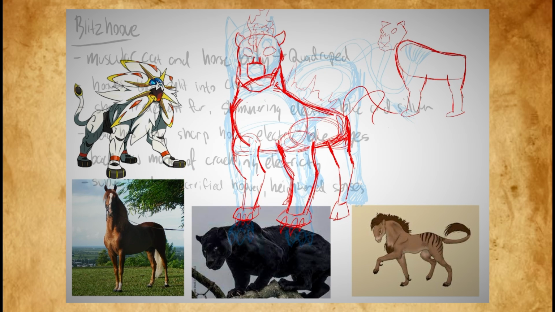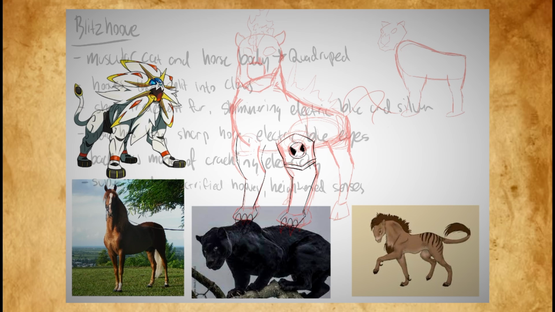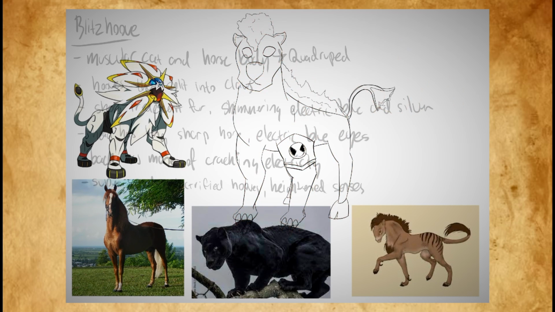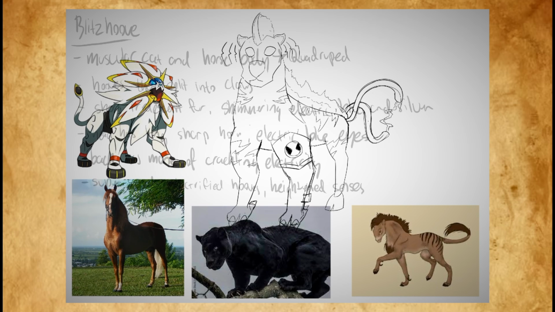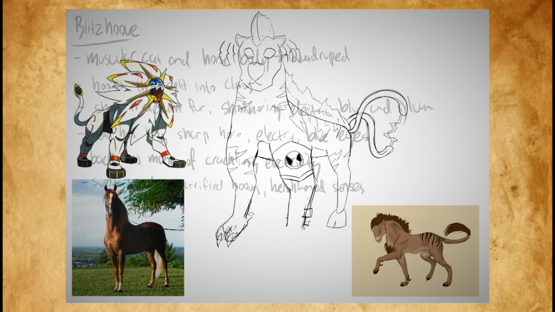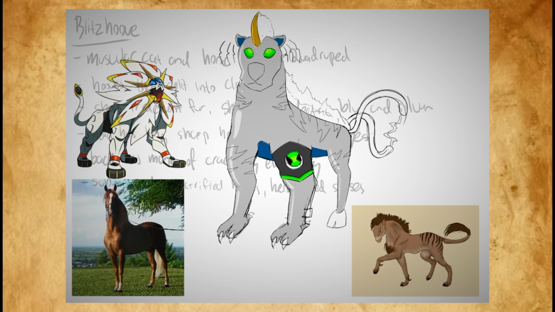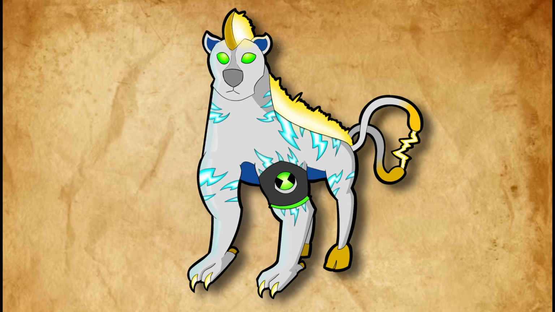I decided to lean more into the cat aspects because the description did say a cat with horse-like features, and I think it works better for this. I gave him a split tail with electricity crackling inside of it, and I also gave him his electric mane with these thunderbolt stripes, so he kind of takes inspiration from a tiger and a zebra, which is like a diversion of both a cat and a horse. I put the Omnitrix symbol on one of his legs, and this is the finished design.